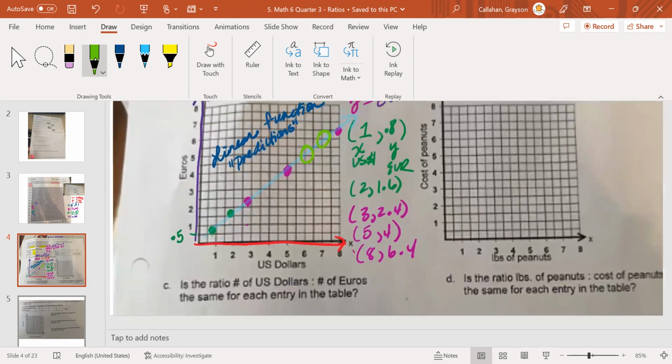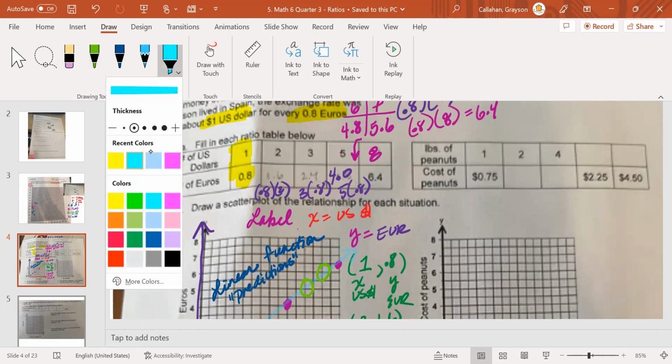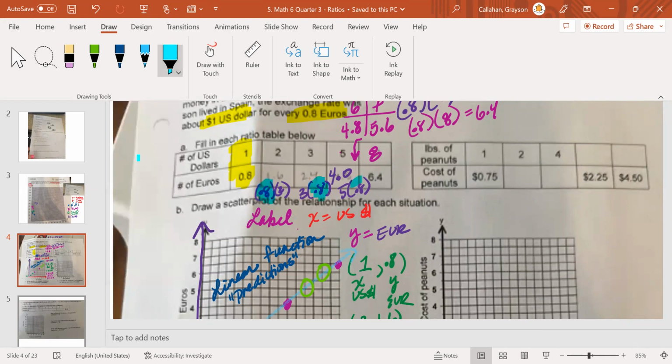C. Is the ratio of number of dollars to number of euros the same for each entry in the table? It should. And the reason I say it should is because what do you notice that your number of euros is going up by? It's just like using 0.8. So if I want $3, I do 3 times 0.8, and that gives me euros, right? If I want $120, the table doesn't have $120, but how would I find that? 0.8 is a ratio. You'll times that by 120. Do you see that? Okay.